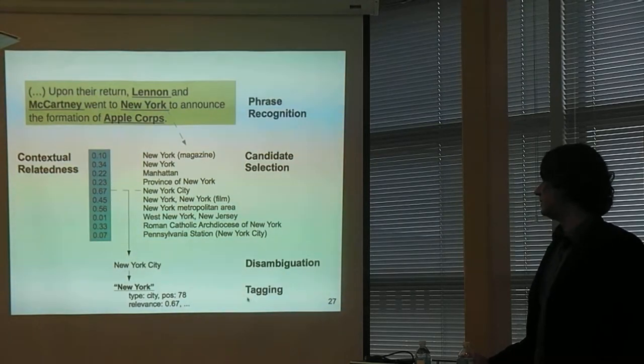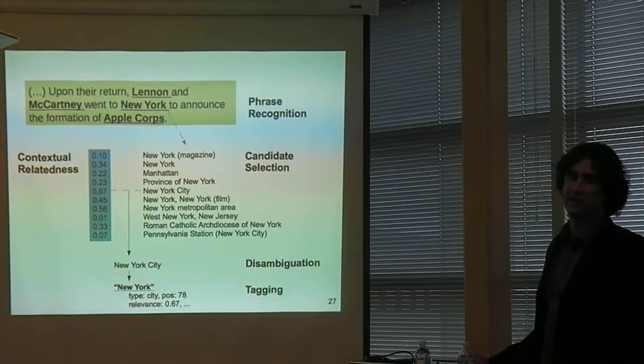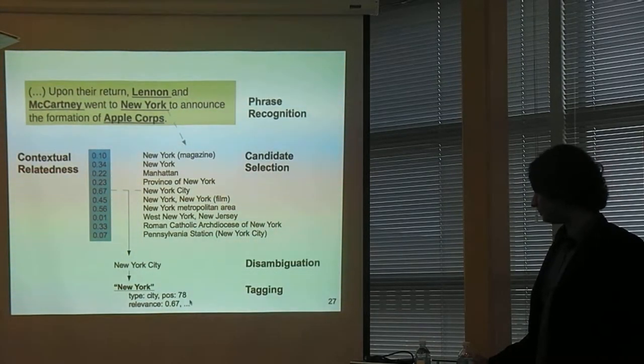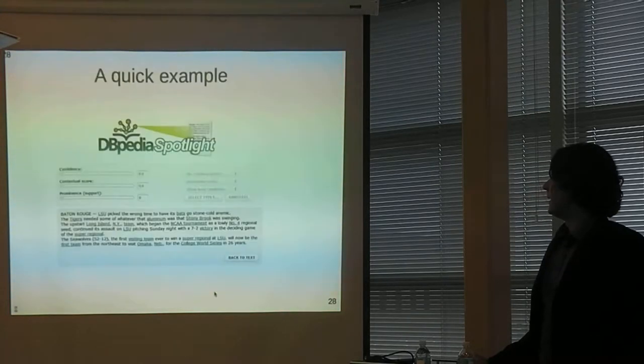City. And during the tagging, a user might tell me, oh, I don't want to see any cities in my output, so it can throw that away. So during tagging, some adaptation is done.